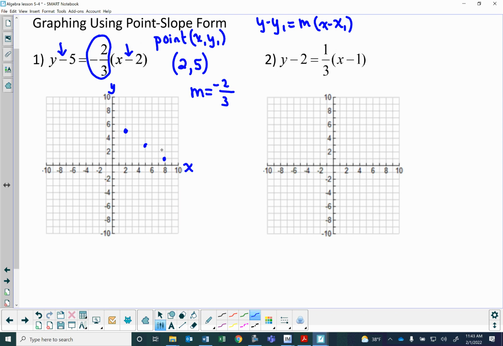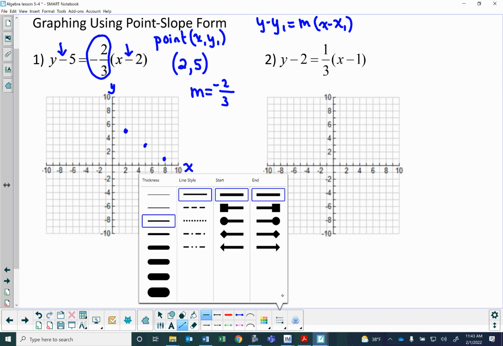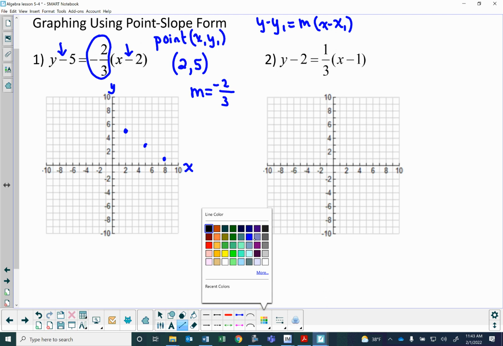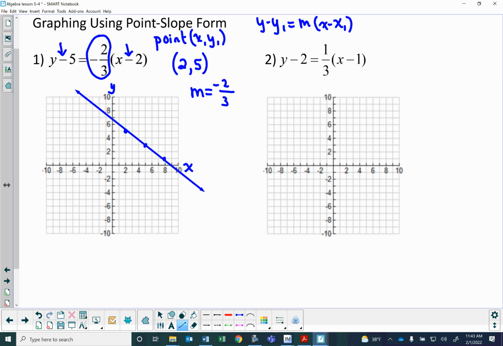I have enough points. I can draw my lovely line, making sure you use your straight edges, please, because we need to be accurate. Draw your nice lines in. And once you have your line, make sure you label it. In this case, we're going to label it with the point slope form: y minus 5 is equal to negative 2/3 parentheses x minus 2. Notice how I labeled both my x and y axis. That's incredibly critical. Continue to do that, please.